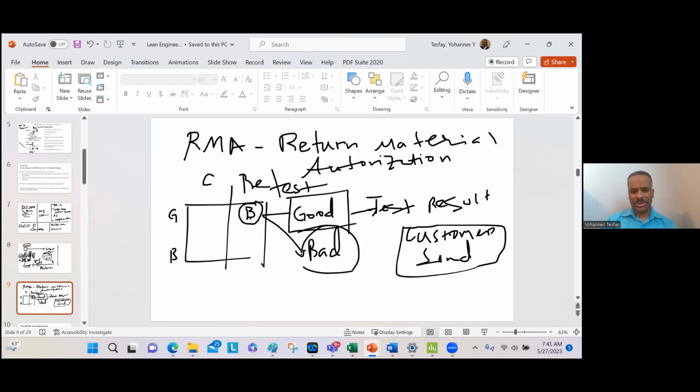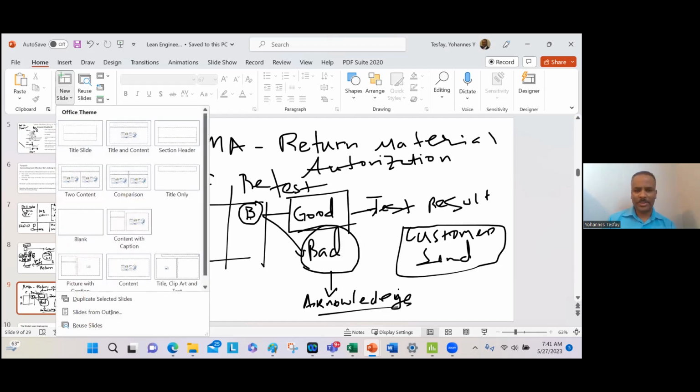But now the issue is if they are bad. If they are bad, then we're going to just acknowledge that. Acknowledge it's a problem. At this time the customer sends a SCAR to me.